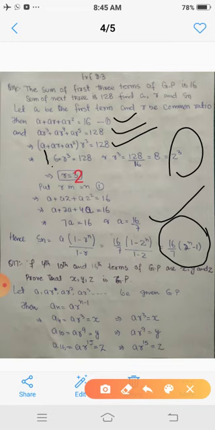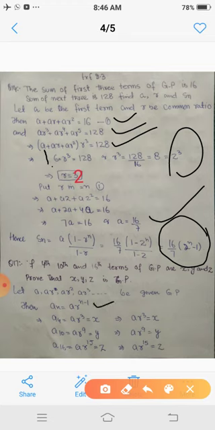Now question number 17: if the 4th, 10th and 16th terms of a GP are x, y and z, prove that x, y, z are in GP, or this sequence is a geometric progression. Let a, ar, ar square, ar cube, and so on be the given GP. This means that the first term is a and the common ratio is r.